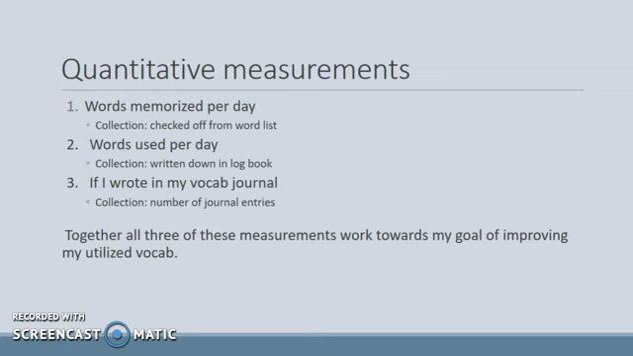And then number 3 is if I wrote down in my vocab journal, and I collect this by just counting the number of journal entries. This is important because it helps tie everything together and keep track of how I use the words and when I use them. And by tying all 3 of these metrics together, I can work towards my goal of increasing my usable vocabulary.